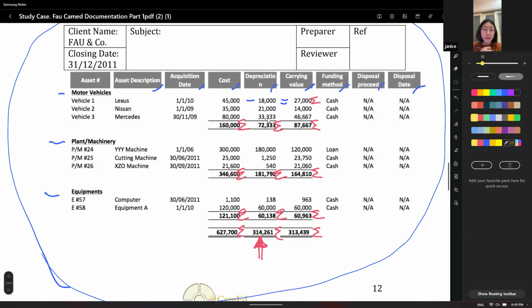So first of all, I would like to ask you guys, which item here has been purchased during this year? So which ones are the new purchases? We bought three new items this year. Would you guys be able to let me know what are the three new items this year?